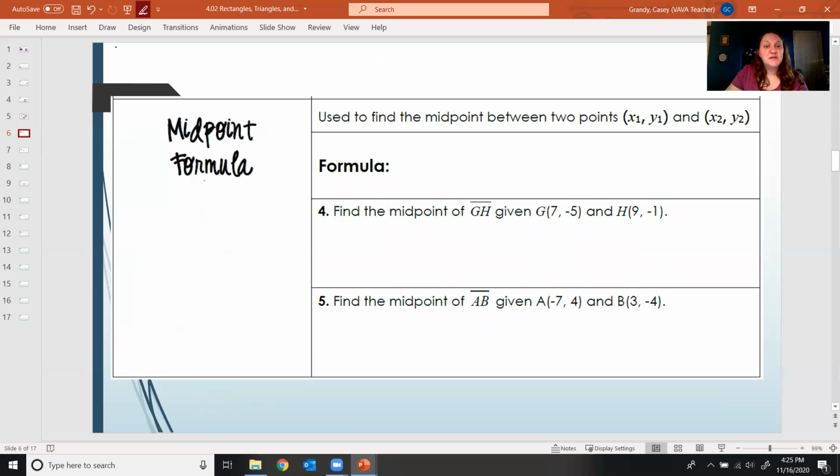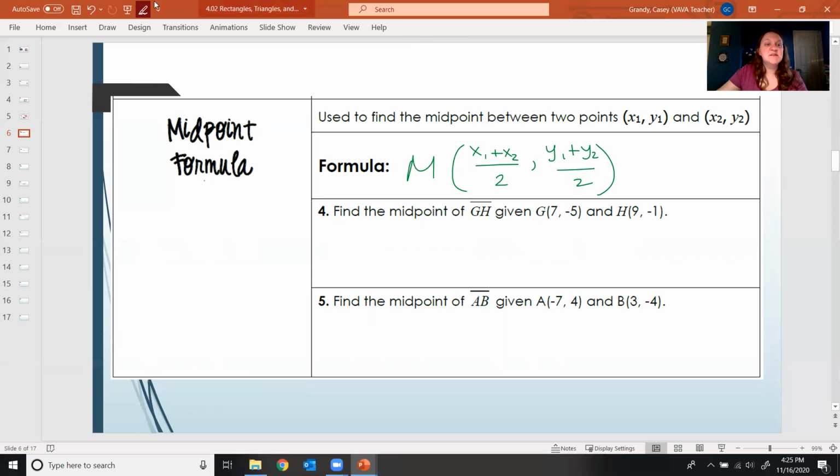Another formula that we need to know is the midpoint formula. The midpoint formula says we're going to average our x values together. That'll be the x coordinate of the midpoint. Remember, average means add them up and divide by how many there are. And I have 2 points, so I divide by 2. The y coordinate of your midpoint is the average of the y values.